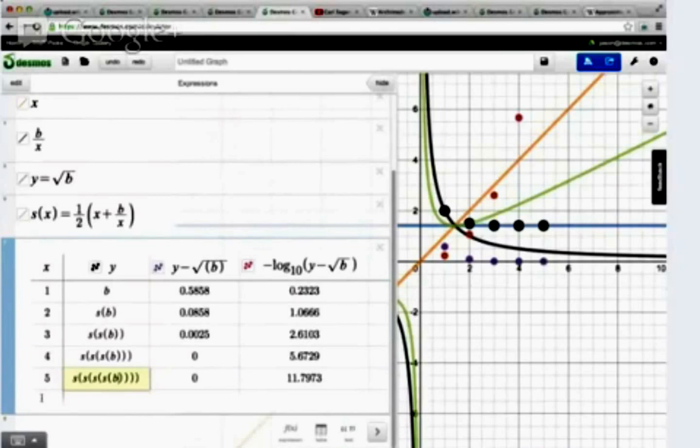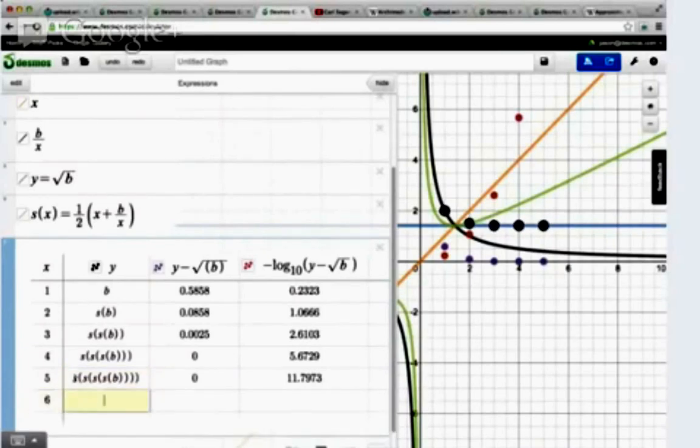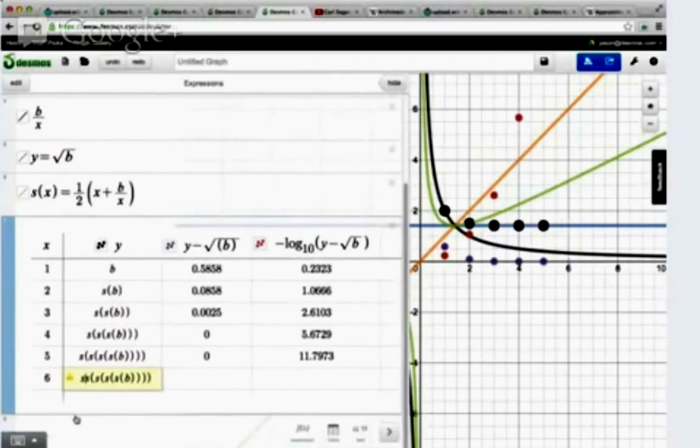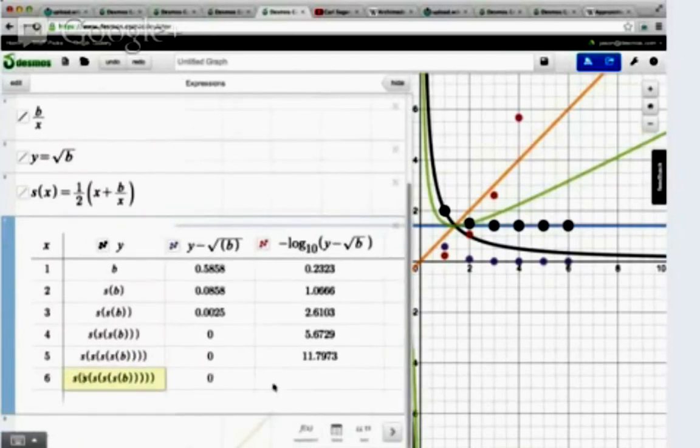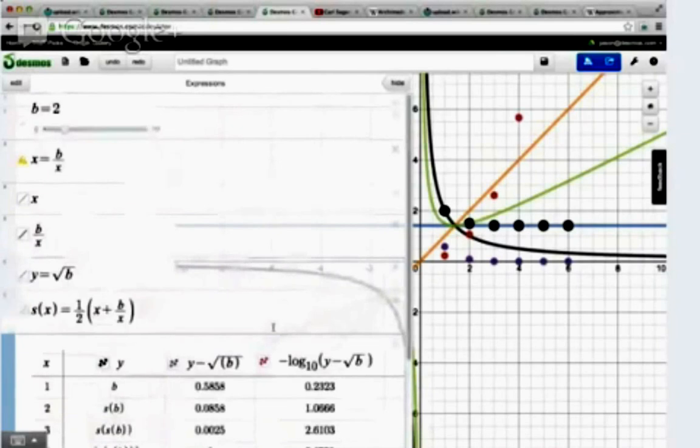If we do this for another step, we get 11 digits correct. And if we do it for another step, we have so many digits correct that the way our computer represents these numbers cannot distinguish between them. So we don't even get an answer for the log, because log of 0 is undefined. But we would have something like 22 correct digits. So this is a really cool algorithm. It's called the Babylonian method for approximating square roots.